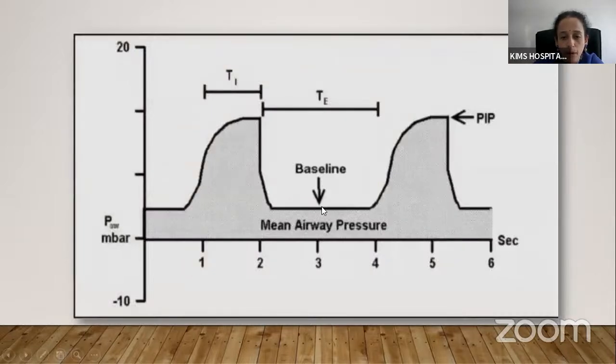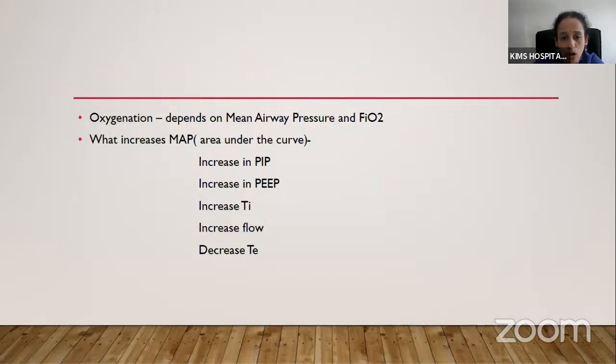So what is the entire area below that pressure scalar? This is the mean airway pressure. Suppose you want to increase the mean airway pressure, how can you increase it? It can be increased either by increasing the PIP, or increasing the PEEP, or by increasing the I time, or increasing the flow and decreasing the E time. Out of all these, an increase in the PEEP results in the maximal increase in the mean airway pressure. And oxygenation, as you already know, depends on the mean airway pressure and the FiO2.